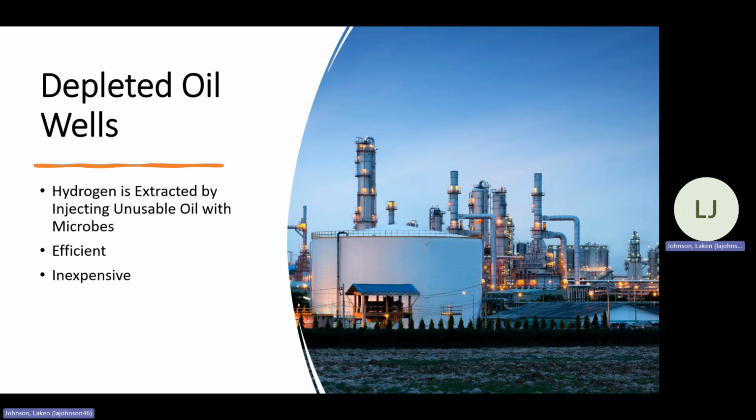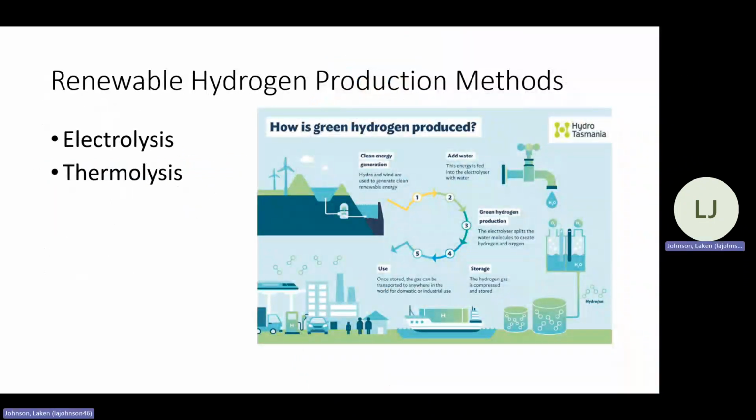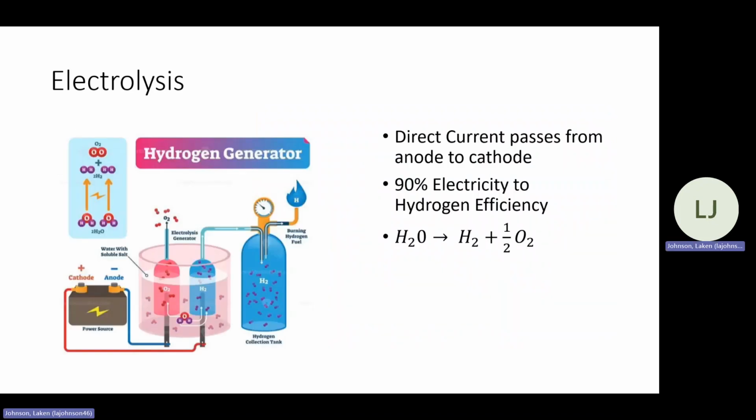The two main renewable hydrogen production methods that can be applied to the manufacturing setting include electrolysis and thermolysis. Electrolysis splits water through the application of direct current. As water passes from the anode to the cathode, hydrogen is produced. To increase efficiency of the electrolysis, electrolytes can be added. Currently, 5% of the world's hydrogen gas is produced through electrolysis.